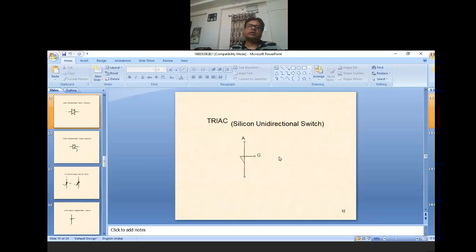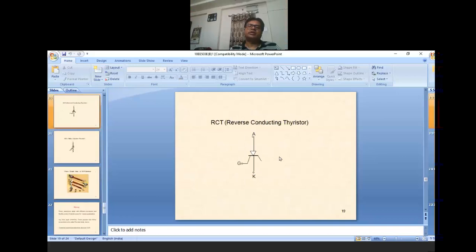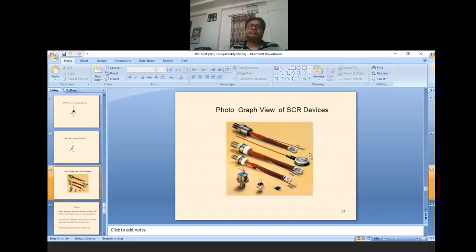Totally put together, there are 11 thyristor family devices comprising of 4 layers and called as thyristor family devices. And here we have a photographical view of various SCR devices. All these are thyristor family devices.